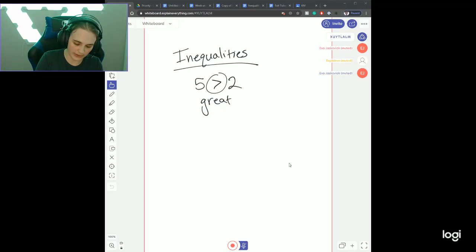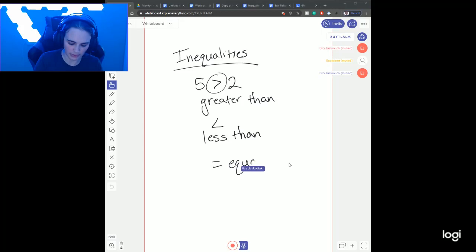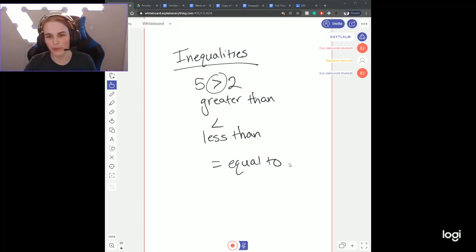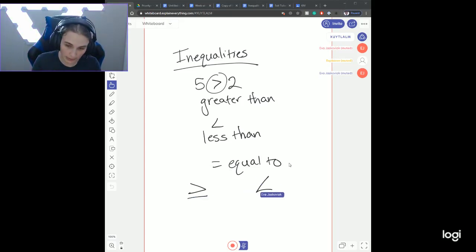This is the greater than symbol. We also have the less than symbol. And we have the equal to symbol, which I know is not an inequality, but you can combine it with other symbols to make new ones. For example, this symbol is the greater than symbol, and now it's the greater than or equal to symbol. This symbol is the less than symbol, and now it's the less than or equal to symbol.